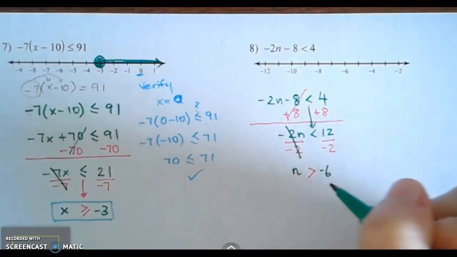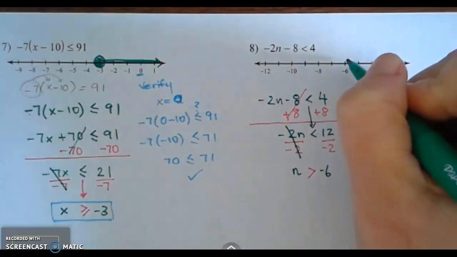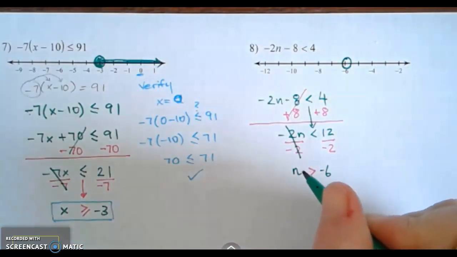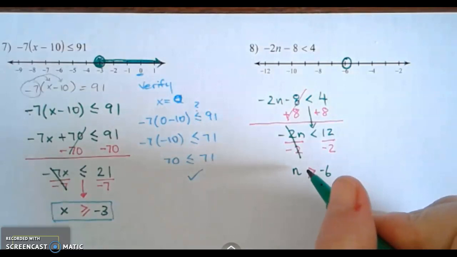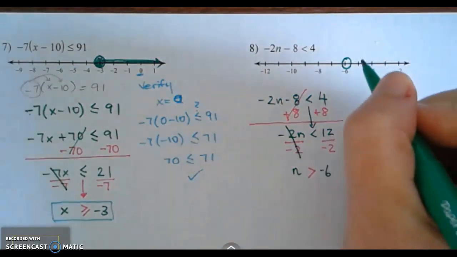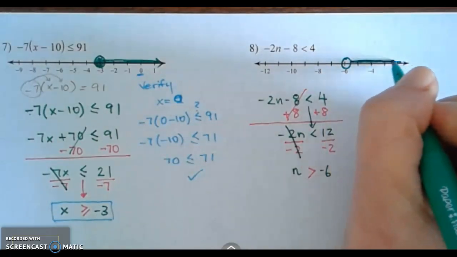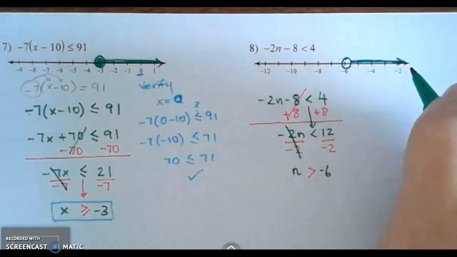6. Positive divided by negative is negative 6. So n is greater than negative 6, so I find my boundary point of negative 6. This is going to be open circle because n is greater than. There is no equal sign. And I am shading to the right just as the inequality symbol is pointing to the right.